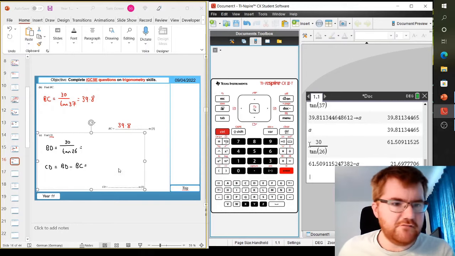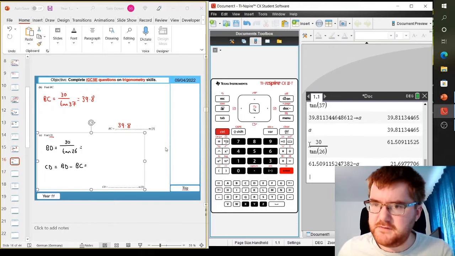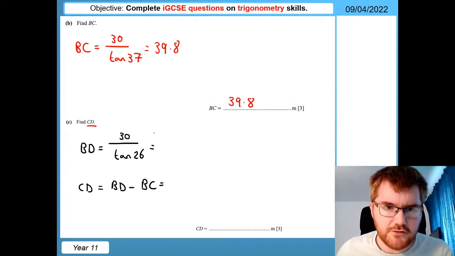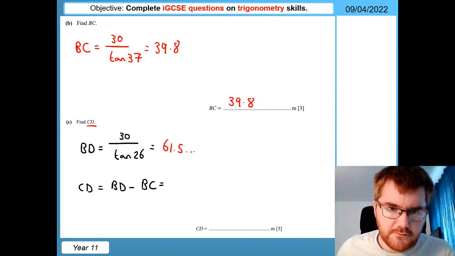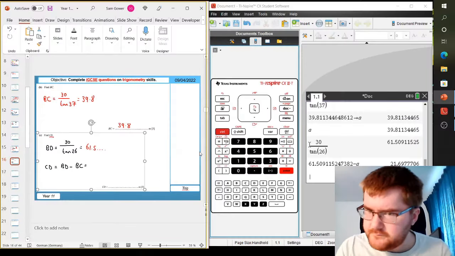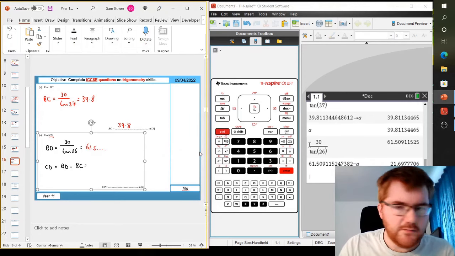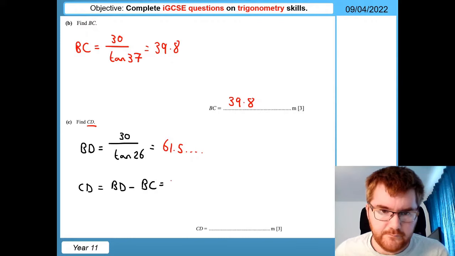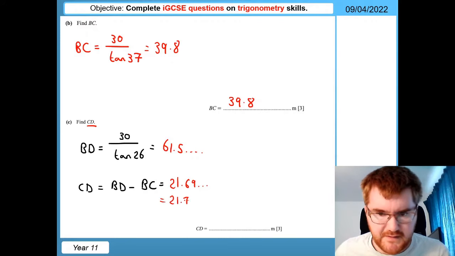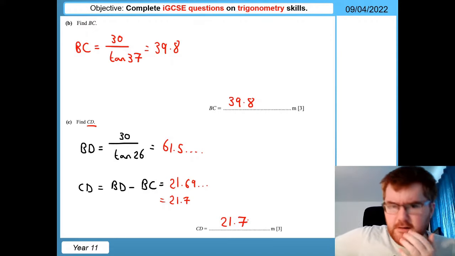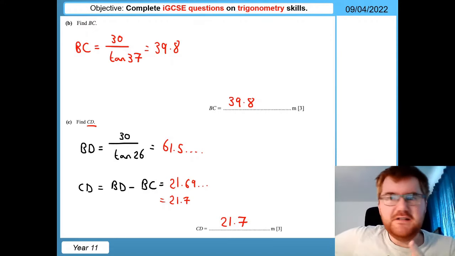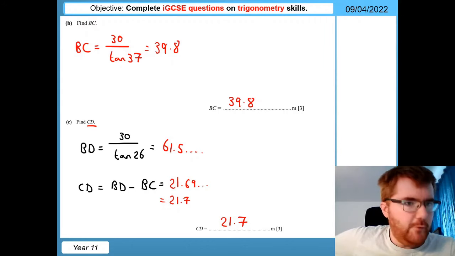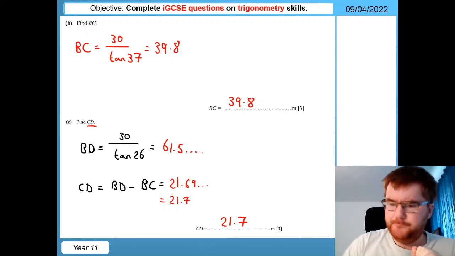So let me just write in these things. So 30 over tan 26, that's 61.5-ish..., and then my final answer being 21.69..., which then goes to 21.7 meters, like so. So note I'll use the functionality of the store function just to help me avoid any rounding errors whatsoever.